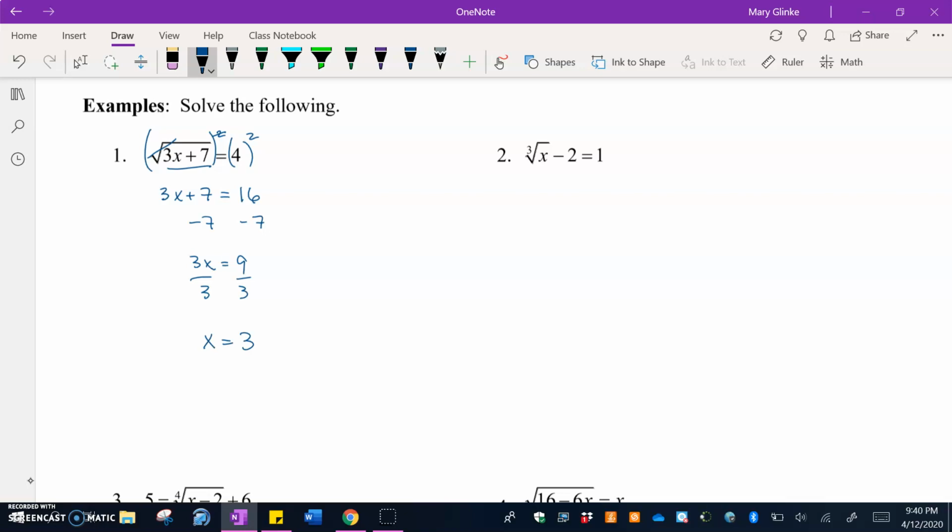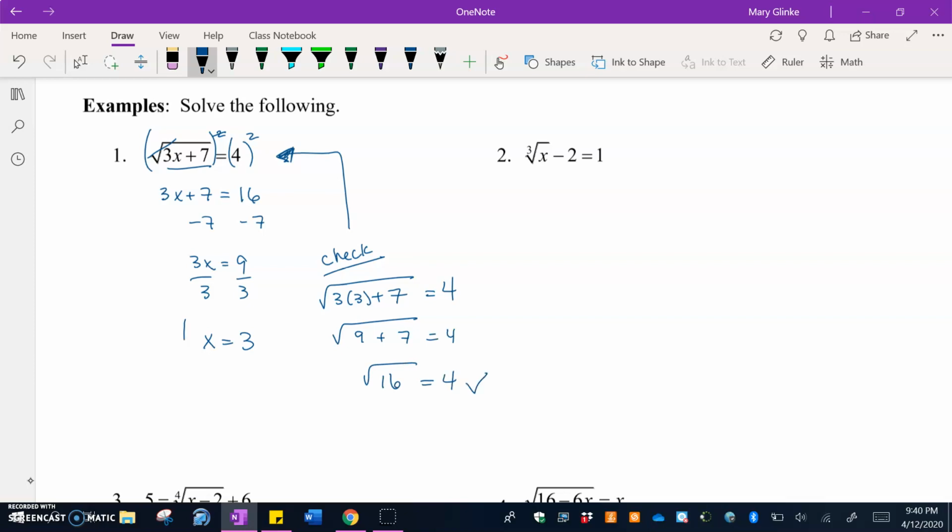When we do that, we get x equals 3. Before we circle this and say job well done, we need to check our answer, which means we have to plug it back into our original equation. So we have the square root of 3 times 3 plus 7. That's supposed to be 4, and if it's not, then we got an answer that is not true, and that would be called extraneous. So 3 times 3 is 9. 9 plus 7 is 16. And the square root of 16 is indeed 4. So x equals 3 is our solution. It works out.